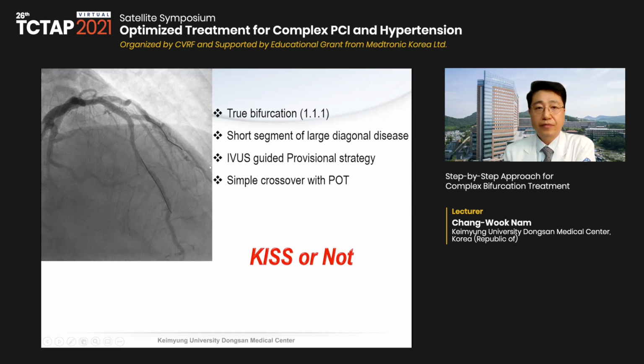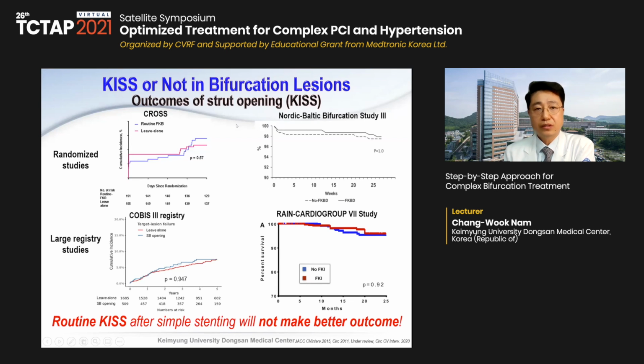And the next step: after simple crossover stenting, there is some compromise of the diagonal ostium. As we already know from angiography, initially it was a tight stenosis. So we have to decide whether or not to open the side branch. According to previous studies, routine kissing, according to the Korean randomized and European randomized studies and the large Korean registry and the European registry data, showed that routine kissing after simple crossover stenting will not make a better outcome.